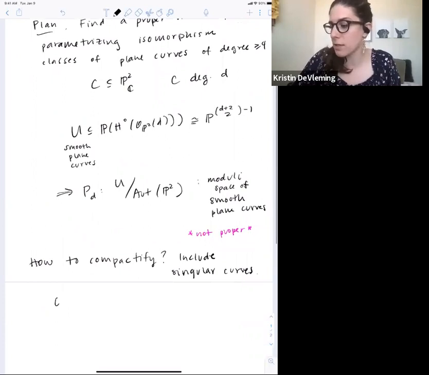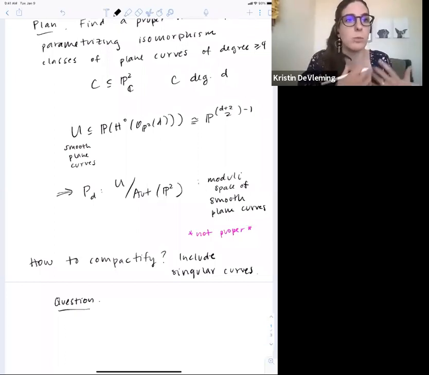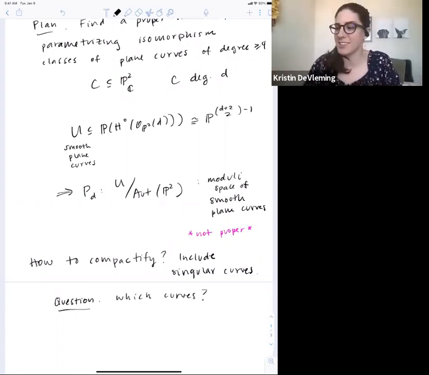What is the minimal number of singular curves? What singular curves do I need to include so that the actual moduli space has good properties? What singular curves do I need to include if I want the curves to only have mild singularities? So really, we could ask ourselves, which curves do we want to include to compactify?